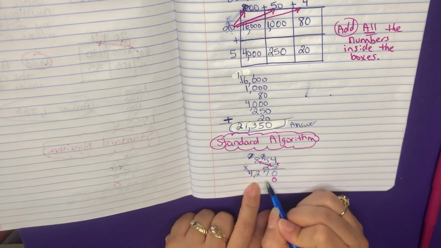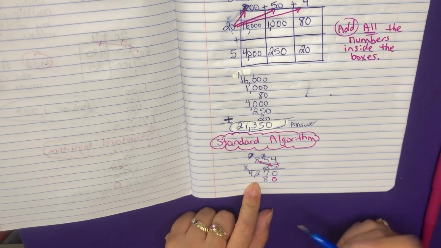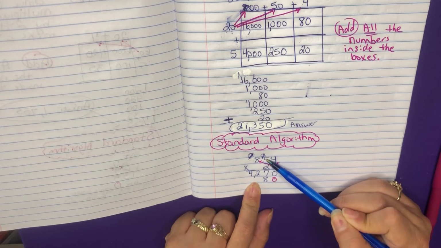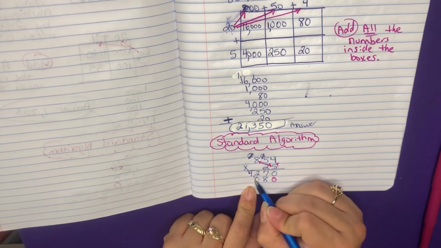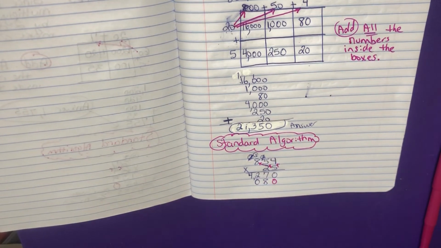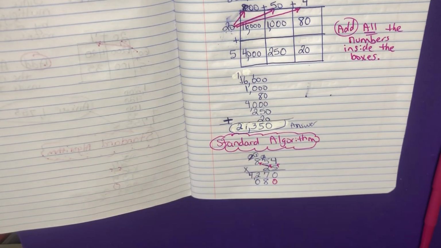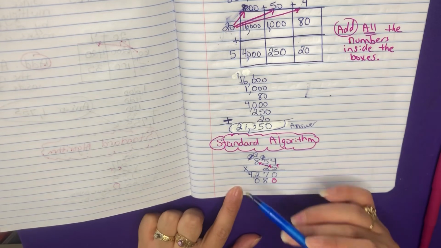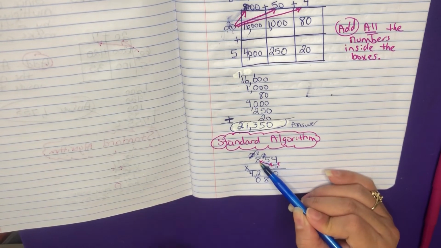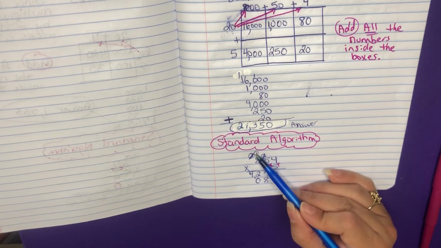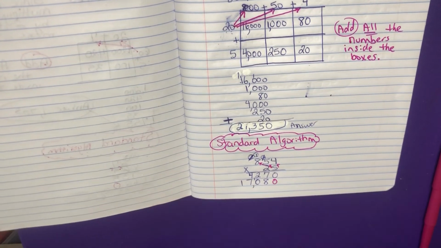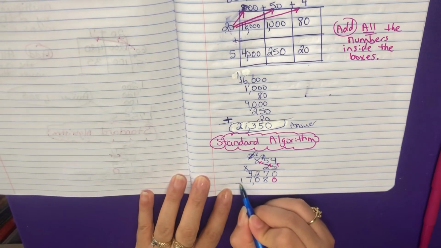2 times 4 is 8. Now we go to the tens. 2 times 5 is 10. So the 0 goes here, and we carry the 1 on top of the 8. And again, I put it in a circle so I know that I'm adding that number. And 2 times 8 is 16. Plus that 1, 17. Line up your numbers and your commas for your thousands.